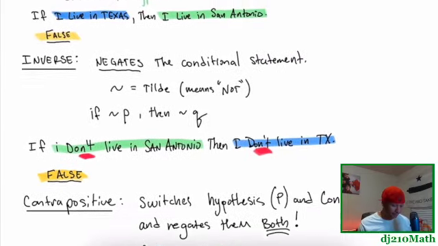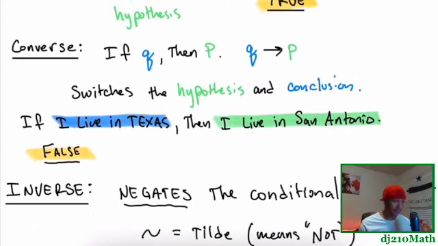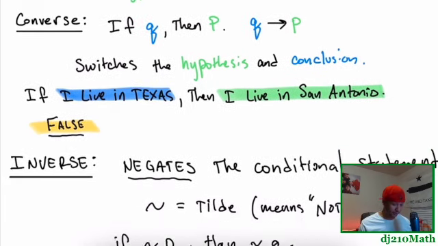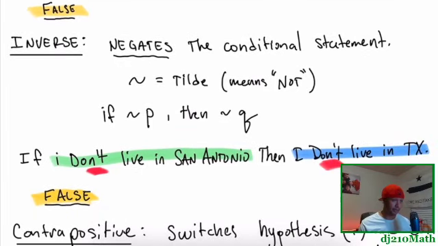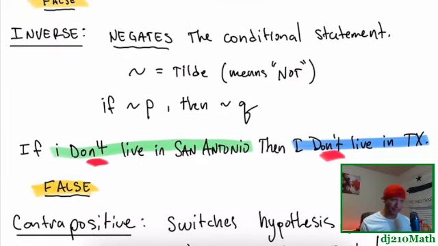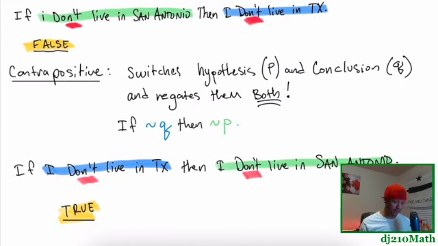So recapping, the converse switches the hypothesis and conclusion. Inverse negates the conditional statement, and we use the little tilde that means not. It works into both the hypothesis and the conclusion of the conditional statement, right? The hypothesis is still after if, conclusion is still after then. The contrapositive switches the hypothesis and the conclusion and negates them both, right? That's what the little tilde means. So if not Q, then not P.